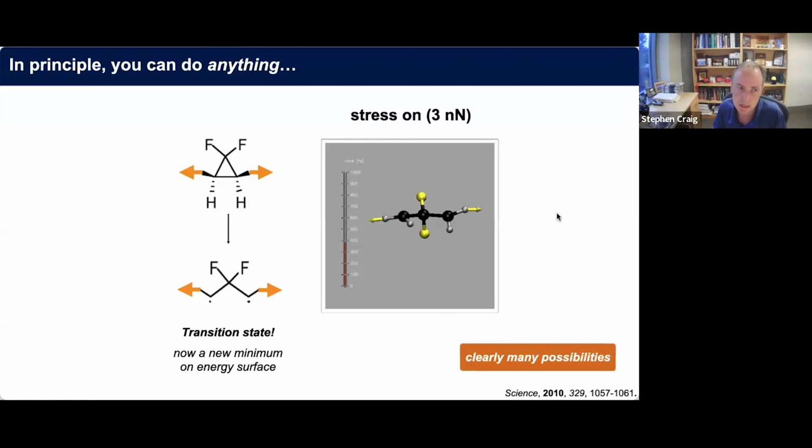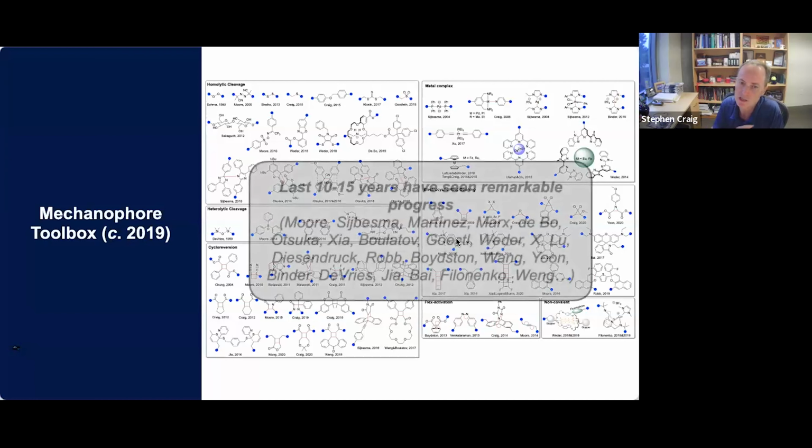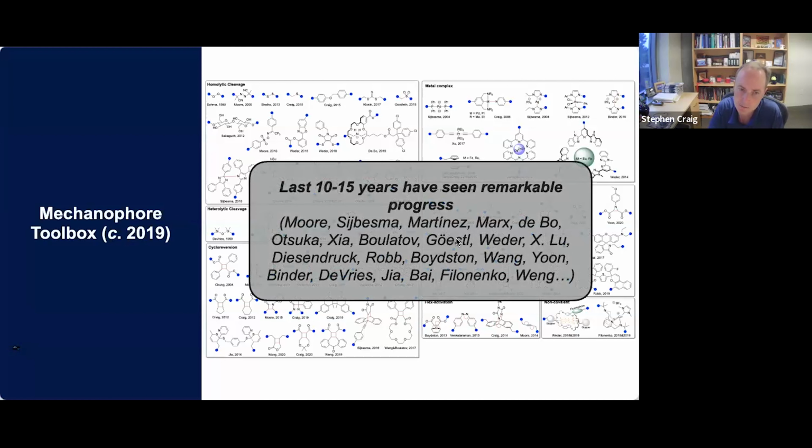And that realization has, over the last almost 2 decades now, I would say, spurred a lot of very creative work by chemists from all over the globe. And the point of this slide is really just to communicate that, not any specific examples here, but a number of groups have done really, really beautiful work in this area.